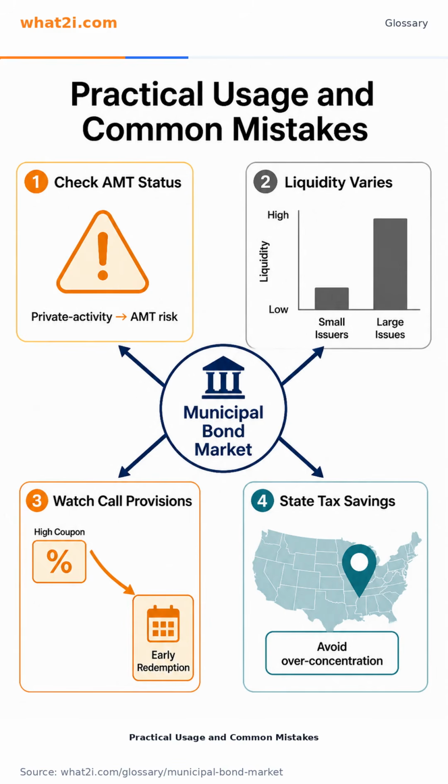When evaluating municipal bonds, investors rely on tax equivalent yield, credit ratings, and yield curves, but common mistakes can undermine the tax benefits. First, check for AMT status, as private activity bonds may trigger the alternative minimum tax and reduce your returns. Also, be mindful of liquidity. Smaller issuers can be hard to sell, so consider funds or larger issues, and watch for call provisions that could force an early redemption at an inconvenient time. Finally, while state tax savings are valuable, avoid over-concentrating in one geographic area to reduce local economic risk.